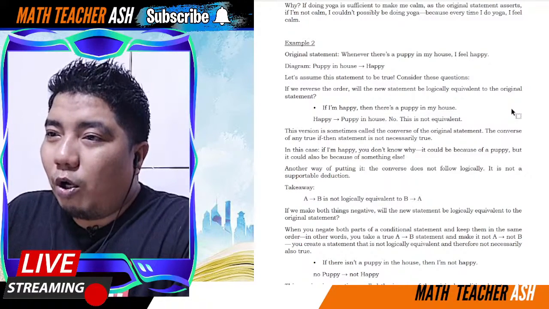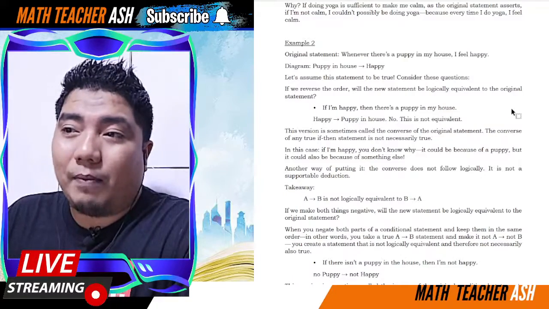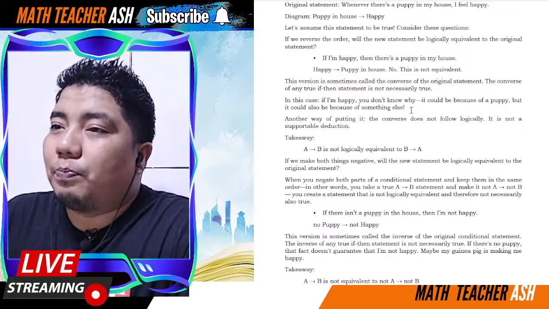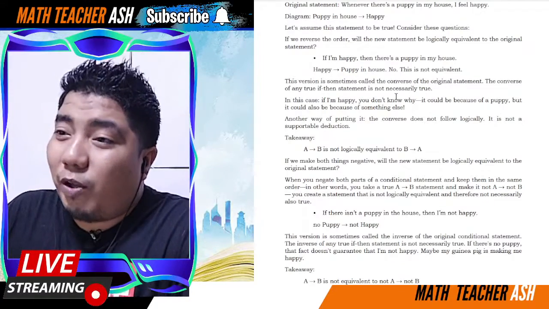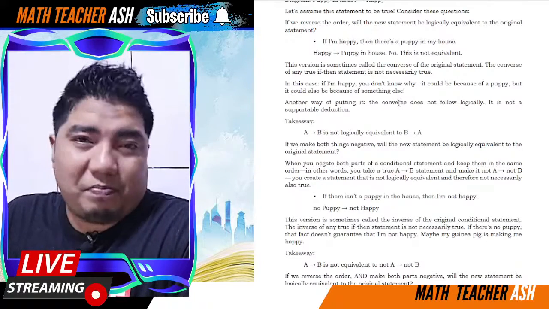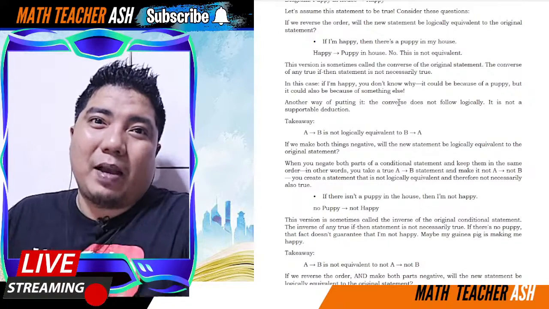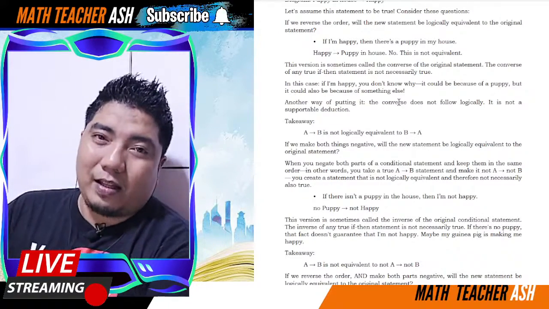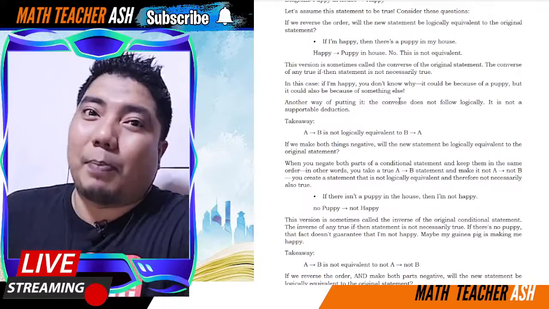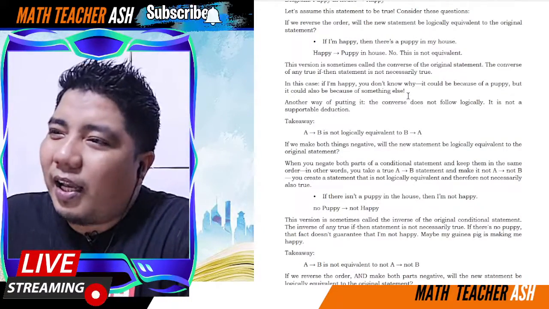Example number 2. Original statement ito, where whenever there's a puppy in my house, I feel happy. So, puppy in my house, happy. Okay. So, that could be true. Let's assume that is true. So, if we reverse it, if I'm happy, then there's a puppy in my house. Hindi naman yun. Bakit? Having a puppy in the house could be one thing that makes you happy, but we cannot say na yung happiness mo ay nakadepende lang sa puppy in the house. There are a lot of ways. Tama. Okay, so it's not equivalent.